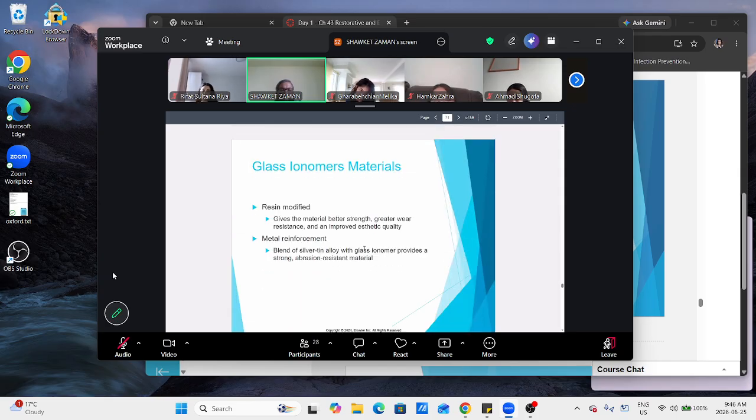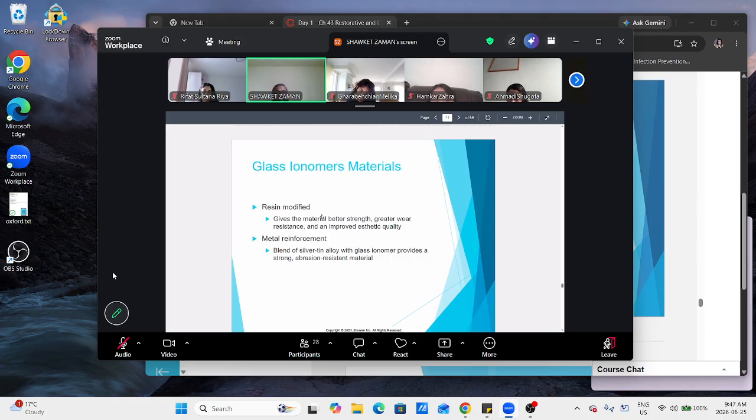There are different types of glass ionomer. One is resin modified. One is metal reinforced. A resin modified glass ionomer will give more strength or greater wear resistance and improve the aesthetic quality. That is the reason we use the resin modified. Sometimes we call them RMGI. RMGI means resin modified glass ionomer.